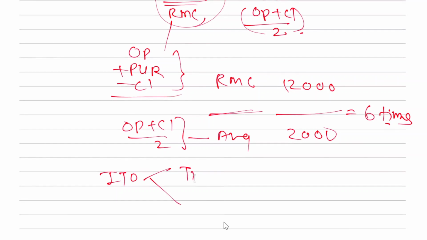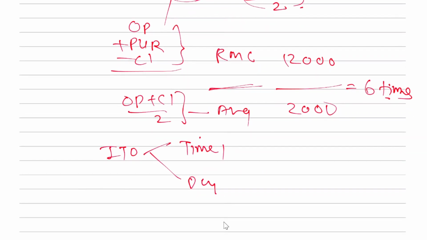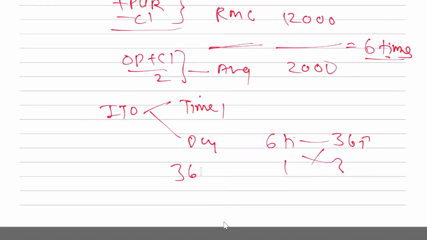One is in times, another can be in days also. Times is done. 6 movements are there in 365 days. So every movement will be after how many days? So the formula will be 365 upon inventory turnover ratio, that is 1 into 365 divided by 6. That was your answer. The formula is 365 divided by inventory turnover ratio, the times one.